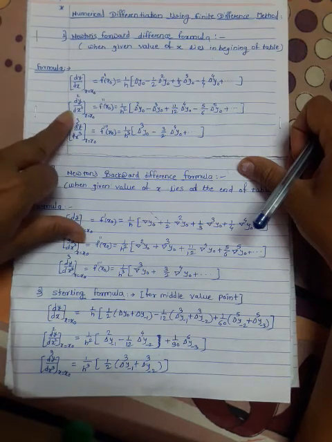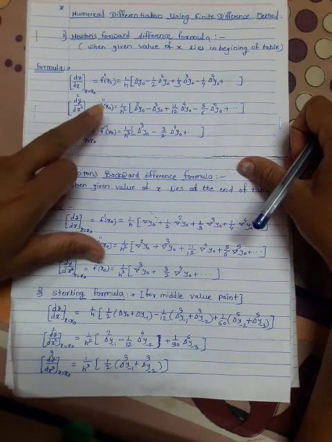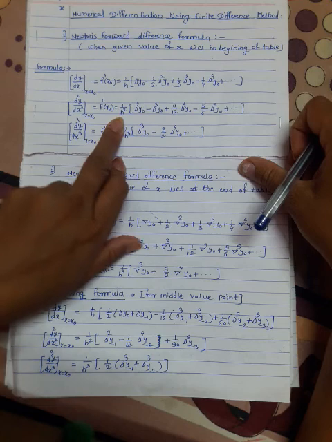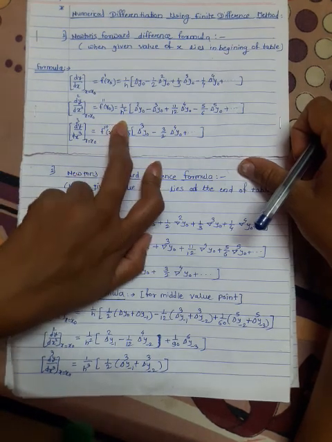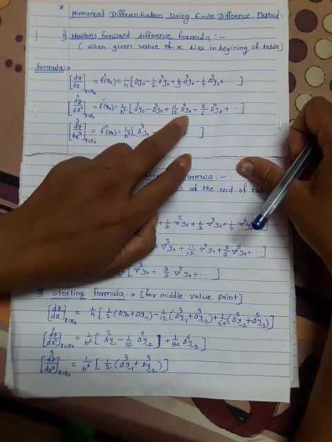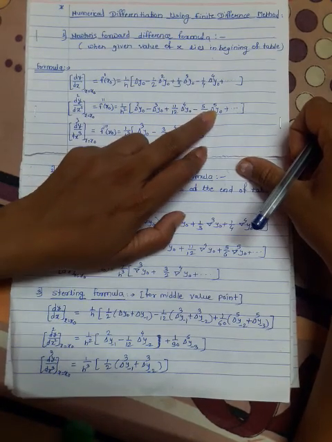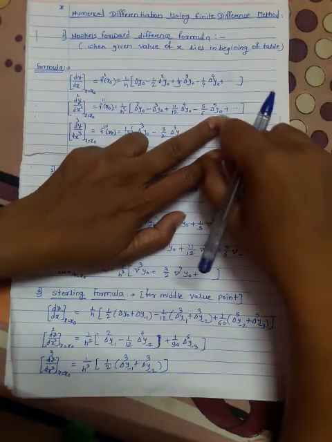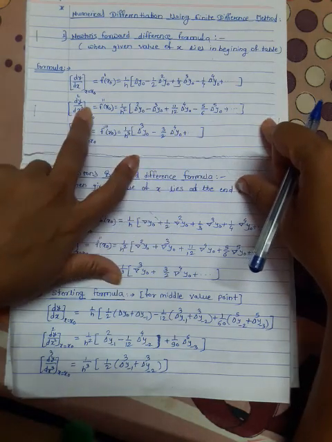Second formula is for d2y by dx square, the second derivative. That means f double dash of x naught is equal to 1 by h square times del square y naught minus del cube y naught plus 11 by 12 del raised to 4 y naught minus 5 by 6 del raised to 5 y naught plus and so on. This is for the second derivative.